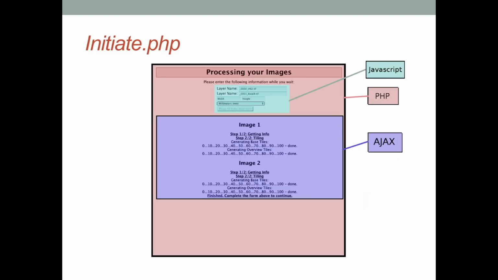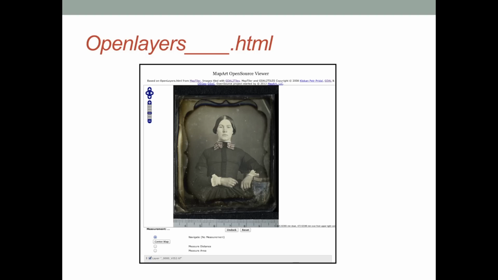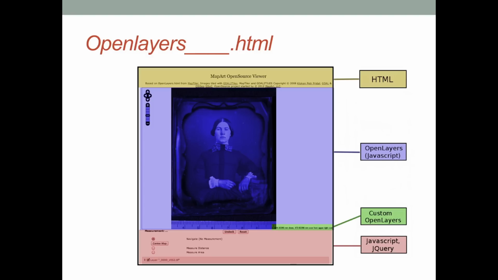So finally, we come to what we actually care about, which is this OpenLayers file that has all of the features in it that we mentioned previously. It's an HTML page with the OpenLayers JavaScript library, and then JavaScript and jQuery at the bottom for the controls. You'll notice at the bottom right where we've got those measurement tools, that tells you distance from the nearest corner based on the measurements that you put in earlier, and that's a custom part of OpenLayers.